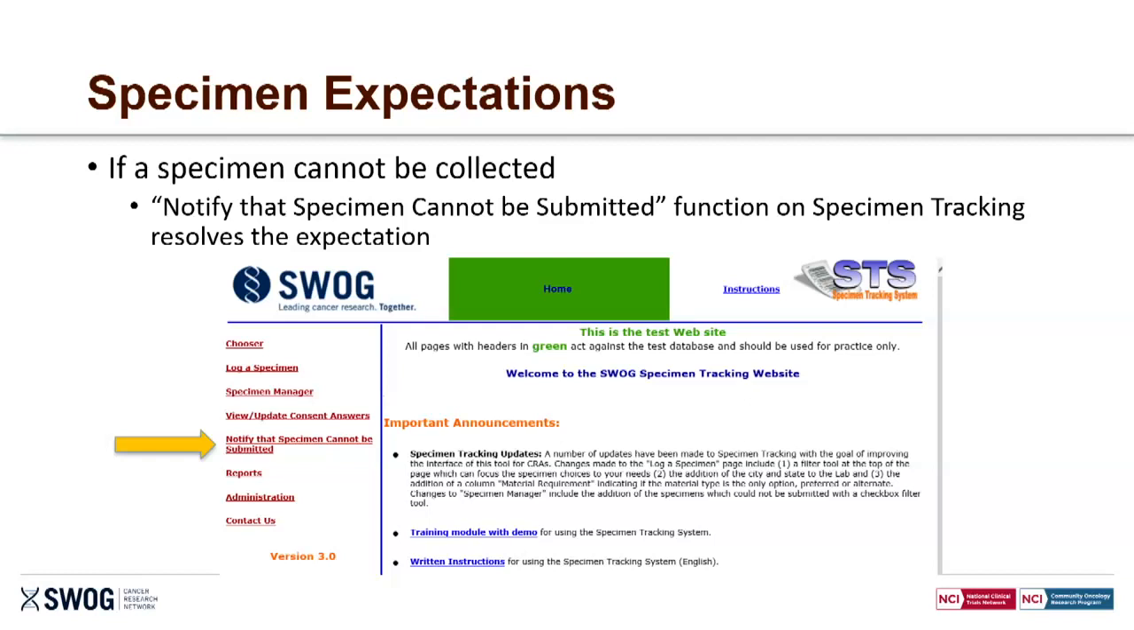How do you resolve that expectation? You go to the specimen tracking, which will be talked about later this afternoon. And there's a link on the left-hand side that says notify that specimen cannot be submitted. And when you use that, it will resolve the expectation.